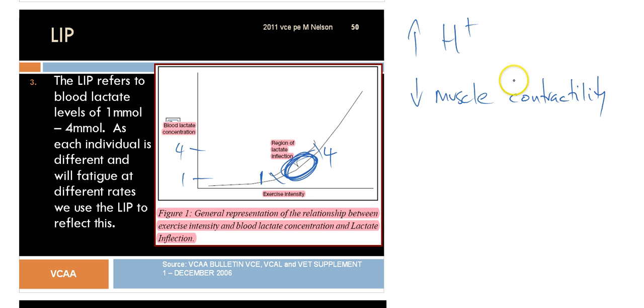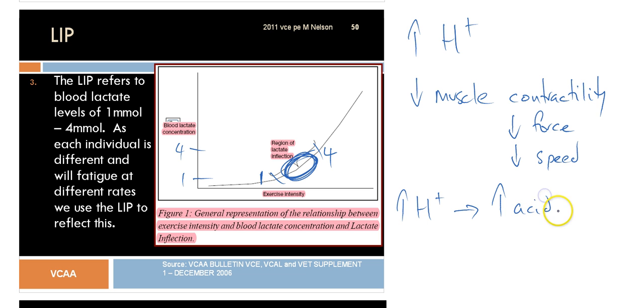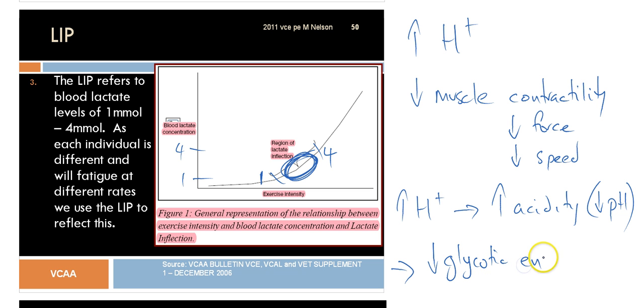How does it do that? Muscle contractility means we're looking at a decrease of force and a decrease in speed of muscular contraction. An increase in hydrogen ions leads to an increase in acidity, or you might see it as a decrease in pH. This increase in acidity leads to a decrease in glycolytic enzyme activity.